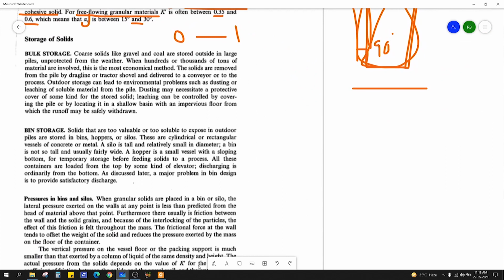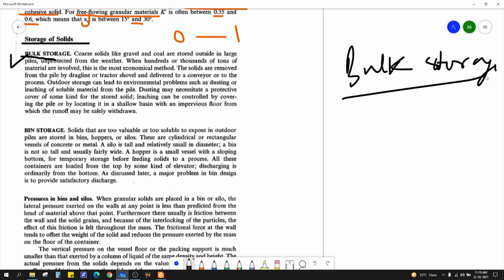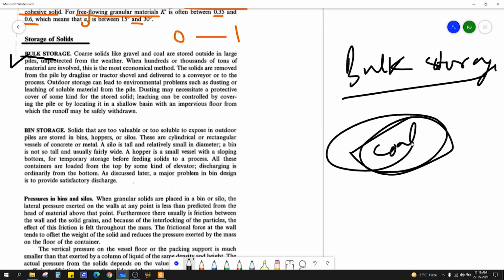Okay, next, how to store the solids. You can store the solid as bulk storage. Bulk storage means just dump it in the open. Have you seen the storage of coal? Near the railway tracks, it's just dumped in the open as heaps, right? So that is your bulk storage.